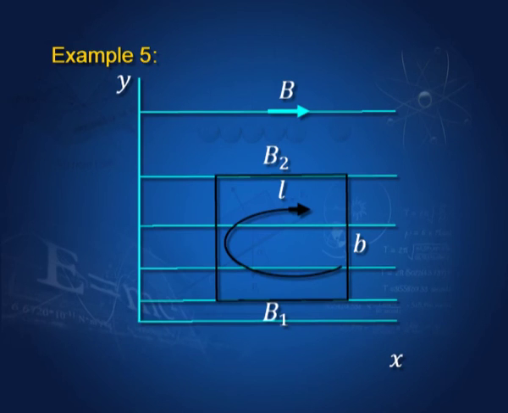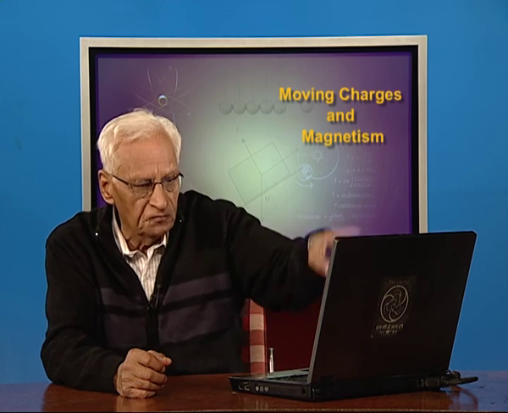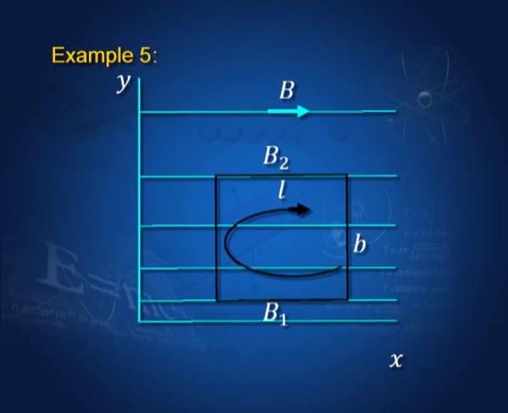This figure shows a magnetic field pointing in the x direction. This is the x direction, this is the y direction. So, it is pointing in the x direction, but is not uniform along the y direction. You can see the field lines are not uniformly spaced. At the top and bottom of the loop, the magnetic field strengths are B2 and B1. So, we have a loop here which is described clockwise, and the strength here is B2, strength here is B1, and this side is equal to B.